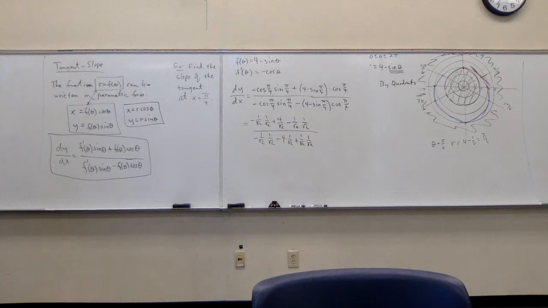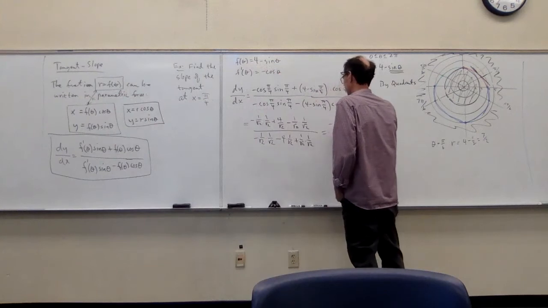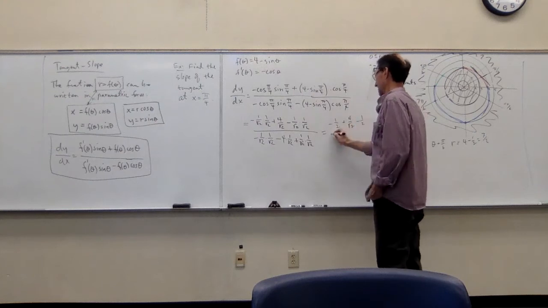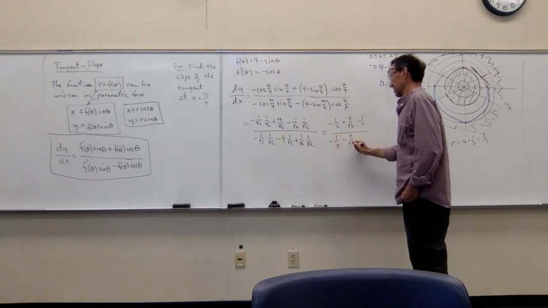Wait, cosine of pi over 4. Cosine and sine are equal. Some of you may remember square root 2 over 2. Some of you may remember 1 over the square root of 2. Those are the same. Whichever way you think about it, it'll work out perfectly. Doesn't matter. So, minus a half plus 4 over the square root of 2 minus another half. Down below, minus a half minus 4 over the square root of 2 plus a half.